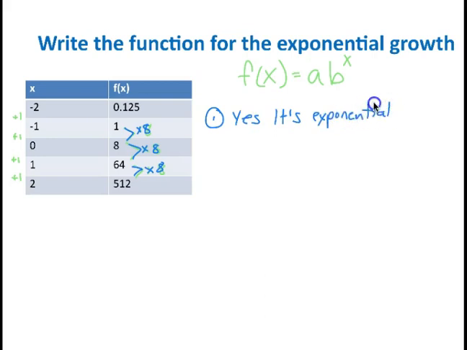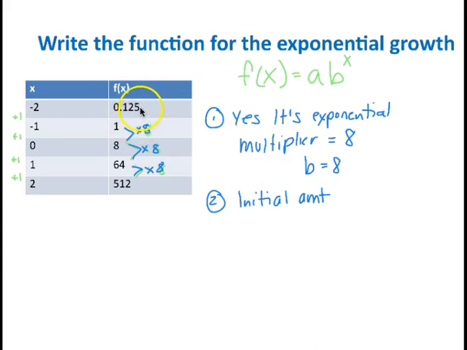Showing exponential. And its multiplier is 8, right? So that means that our b term has to be 8. Second step, what is our a term, or the initial amount? What is the initial amount? Oh, by the way, if I were to check this, 1.125 times 8 does equal 1. I forgot to put that in there.